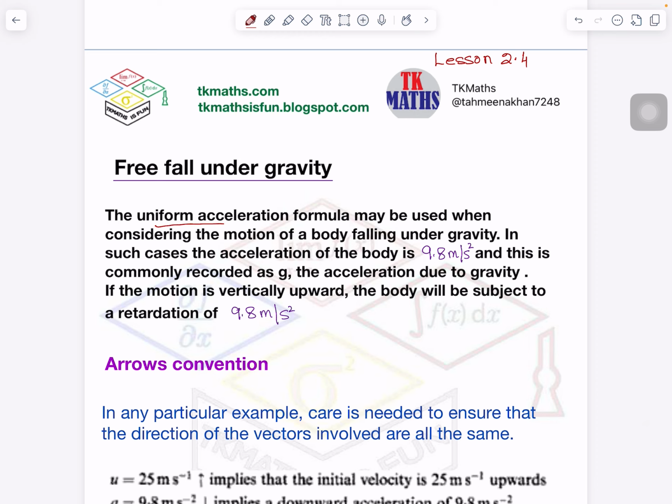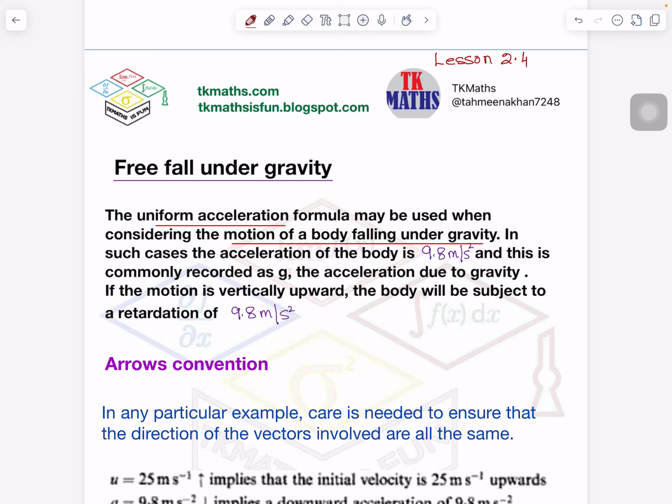The uniform acceleration formulae, the SUVAT equations, we have seen in the previous videos. The uniform acceleration formulae may be used when considering the motion of a body falling under gravity. In such cases, the acceleration of the body is 9.8 meters per second squared, and this is commonly recorded as g.